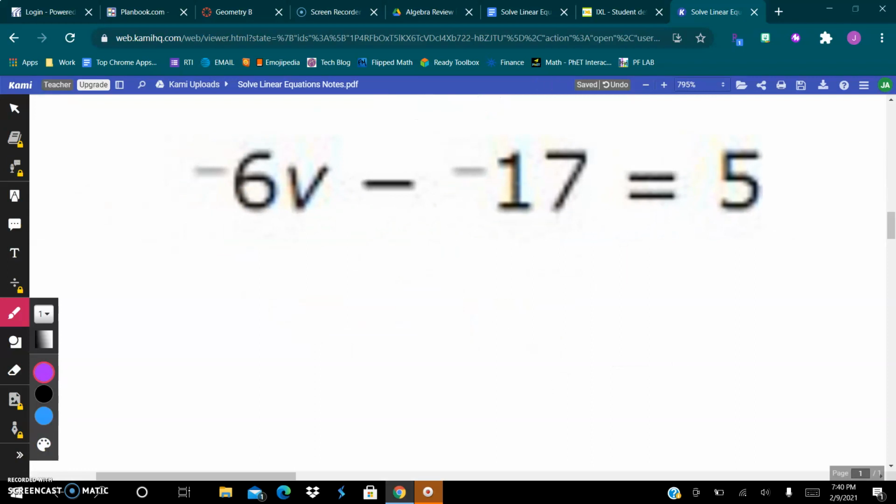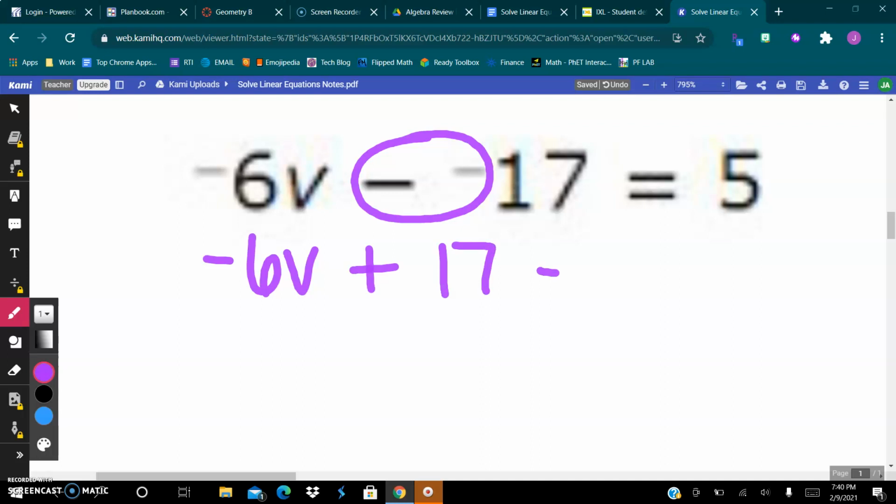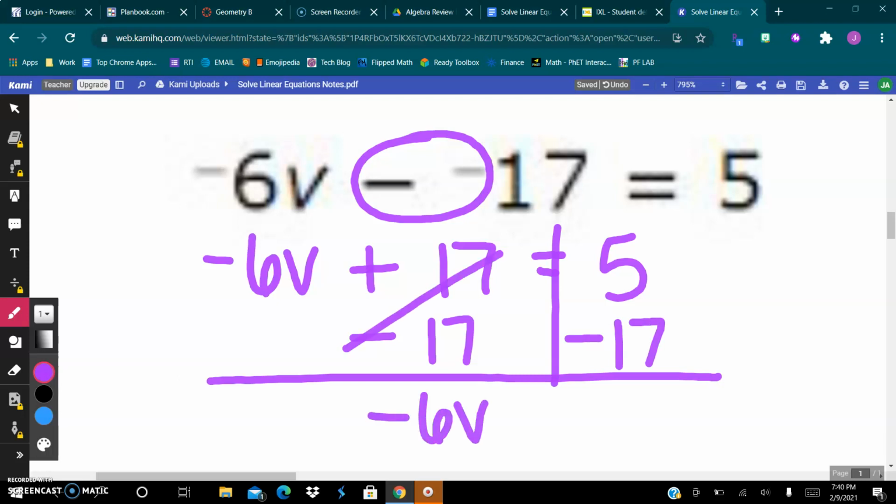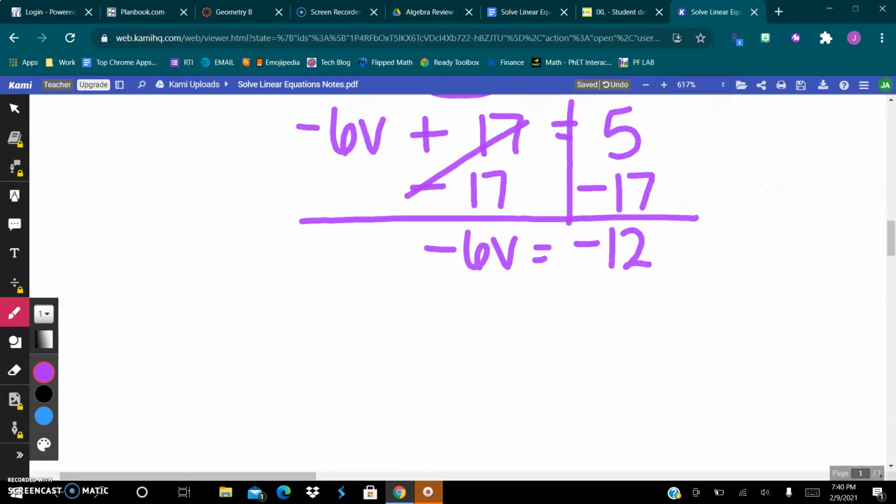This one, we're going to have to simplify here. In the middle, we have minus and negative. So that's really a plus. So negative 6v plus 17. So then we can do upside down T's. And we want to get rid of that plus 17 since it's on the same side with the variable, but farthest away on that same side. So we're going to do the opposite, and we're going to minus 17 on both sides. So we have negative 6v left, and 5 minus 17 is negative 12.